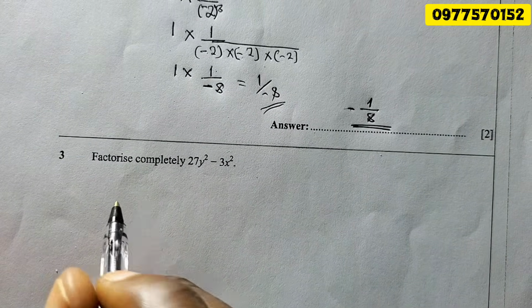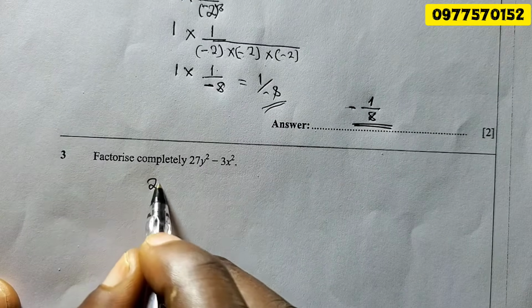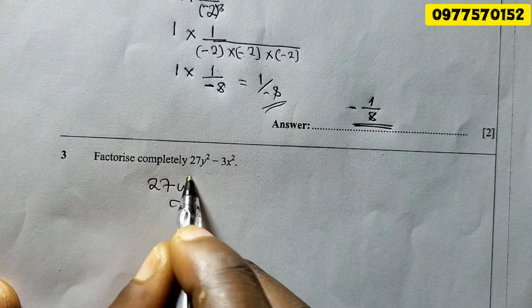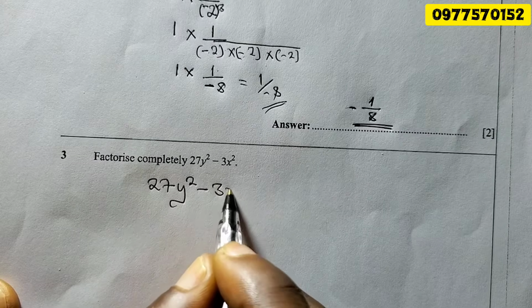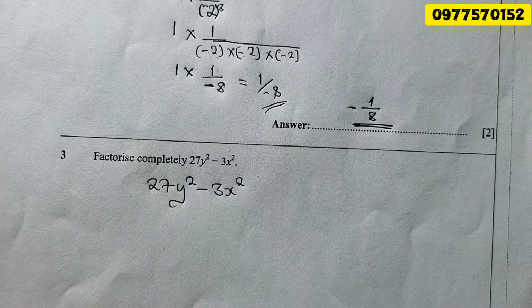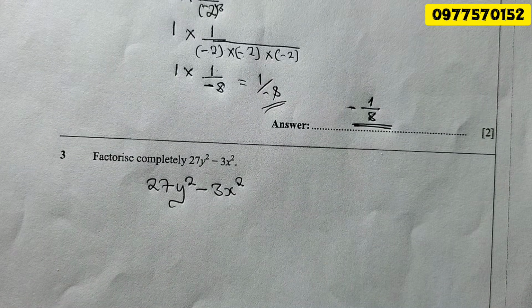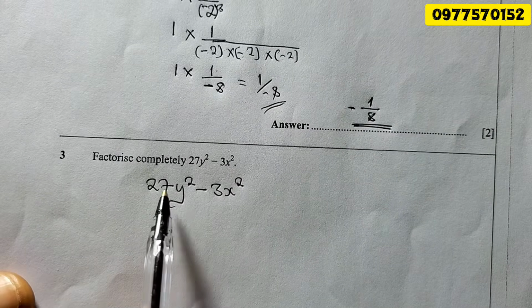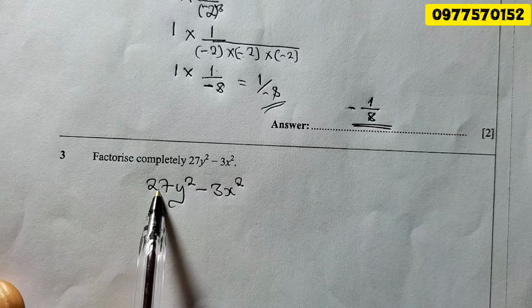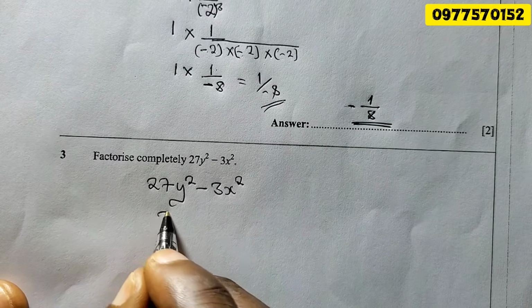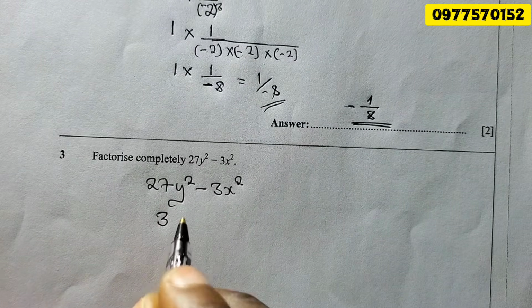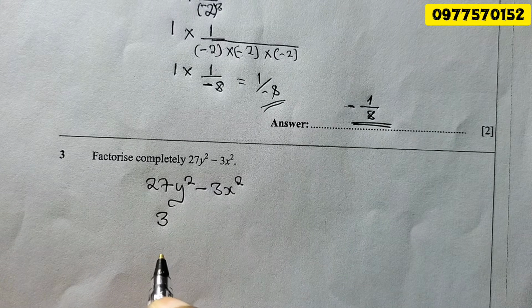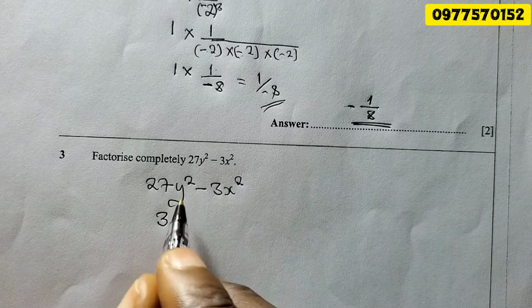So question 3 is saying factorize completely 27y to the power 2 minus 3x to the power 2. Are we together? Now, let's look for what is common. Check. 3 can go into 27, okay? So 3 is common. So the common factor there is 3. Any other variable common? No.